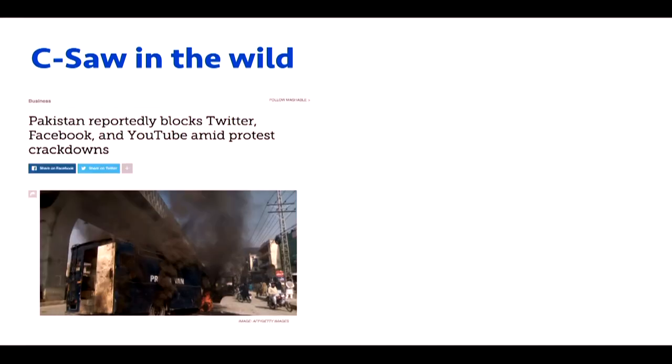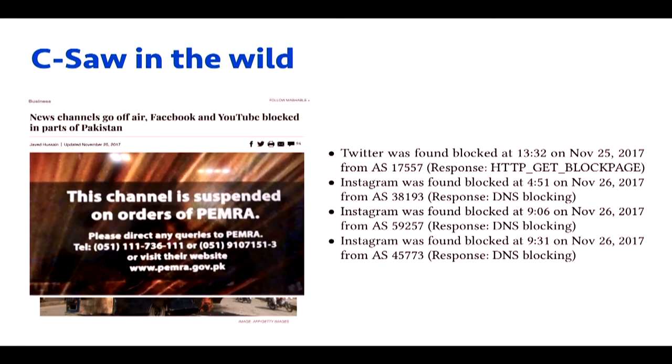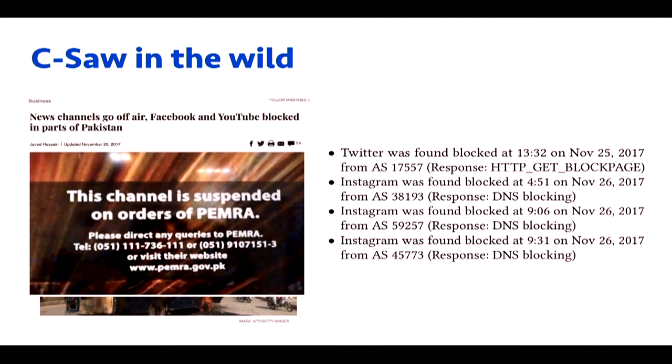During our deployment period, there were protests in Islamabad, the capital city of Pakistan, and as a reaction to that, the government blocked many internet services, including Facebook, Instagram, Twitter, YouTube, and so on. And during this time, the CISO users visited these websites on their own and were able to measure these events in real time.